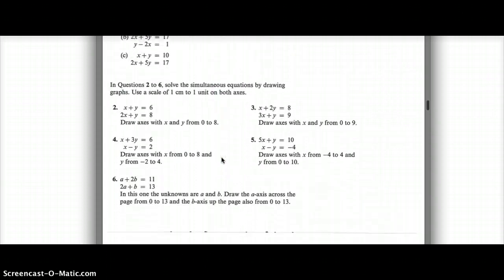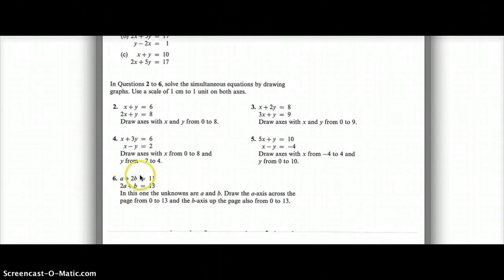Okay. The only other trick they throw at you is they use a's and b's instead of x and y. And this is only one problem. And you can do this just like an x and a y. It says draw the a-axis and draw the b-axis up. So the a-axis is just your x-axis, and the b-axis is your y-axis. So let's do this last problem together.